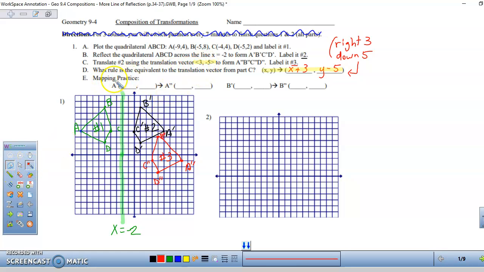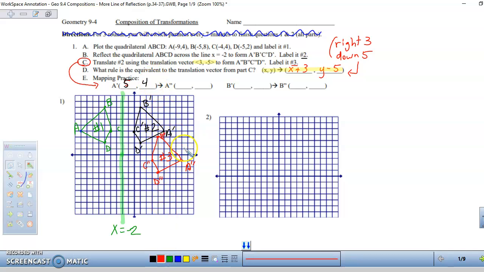Okay, last thing, mapping practice. So mapping practice, we're going to go from A prime. Well, A prime was number 2. And then we're going to go to A double prime, which was number 3. So basically what we're going to do is take this direction here and we're going to map it. Okay, so A prime here is counting over, we got 1, 2, 3, 4, 5, and then up 1, 2, 3, 4. So I'm going to start at 5, 4.